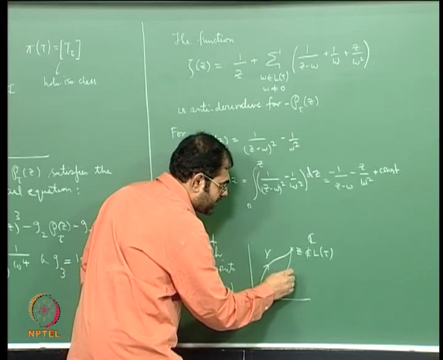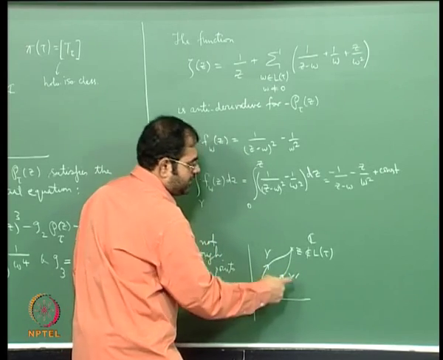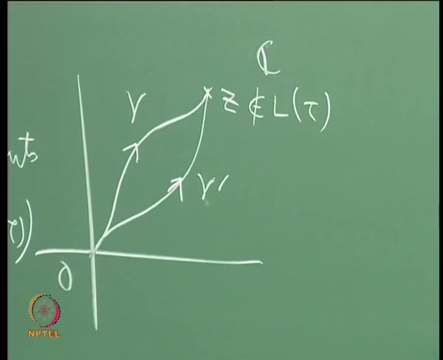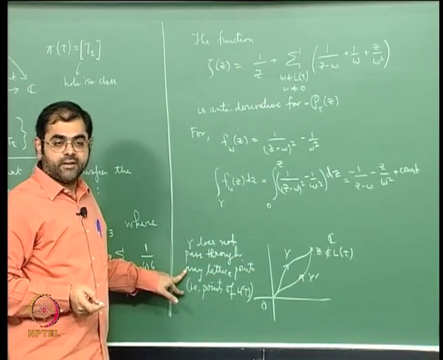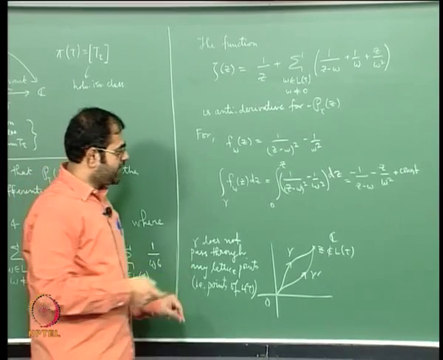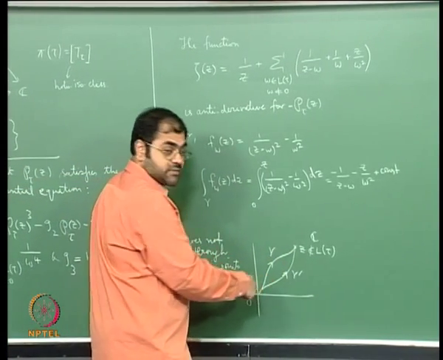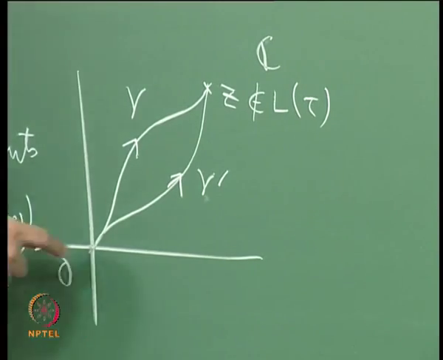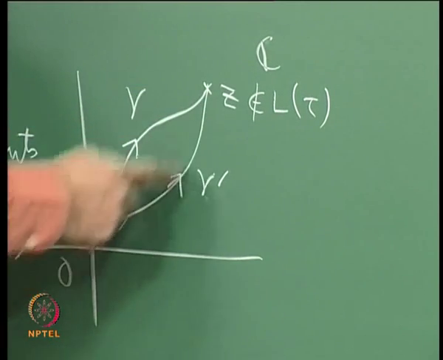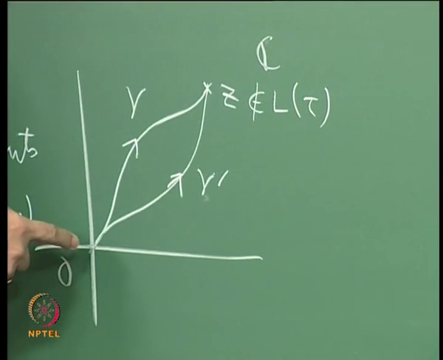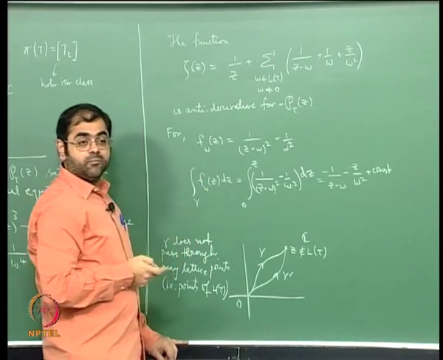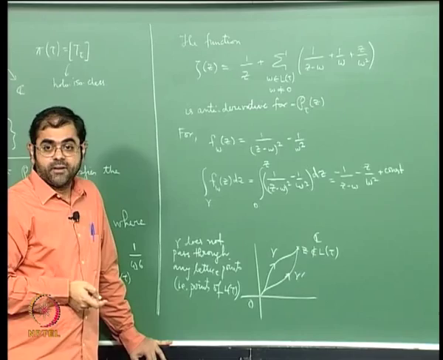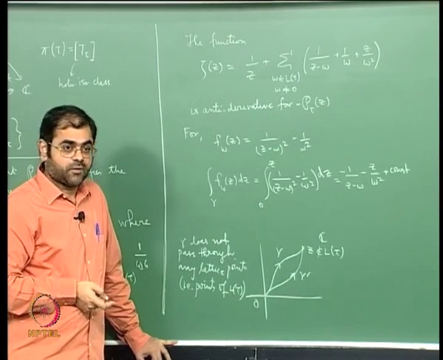Suppose I replace it by another path gamma prime, and also make sure that gamma prime is not going to pass through any lattice points. Then I claim the integral over gamma is the same as the integral over gamma prime. That is because the integral over this closed path, gamma prime followed by gamma inverse, will by the residue theorem be 2 pi i times the sum of residues of this function.